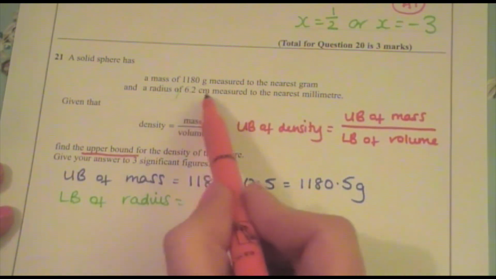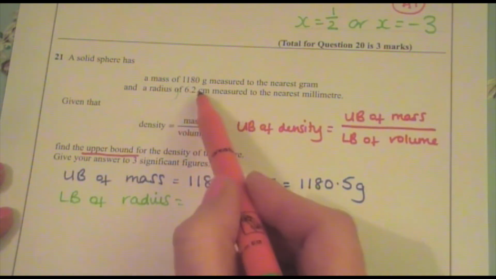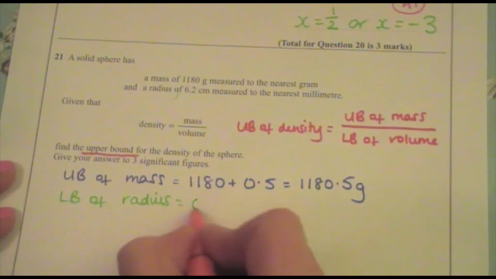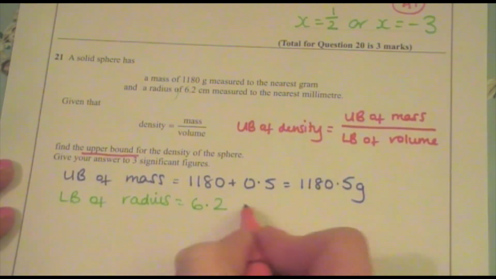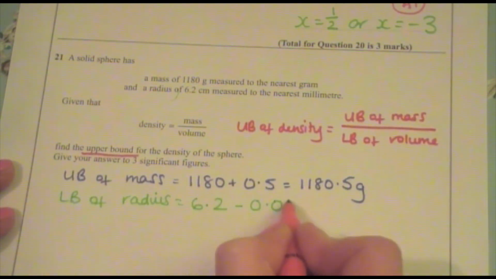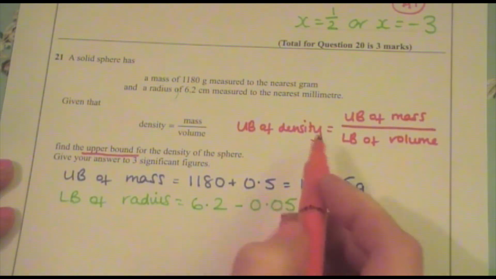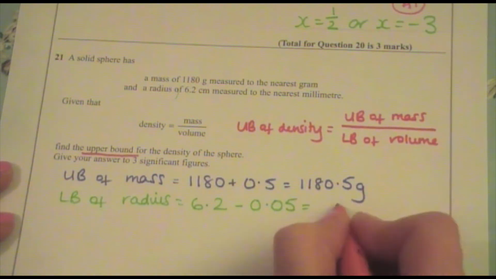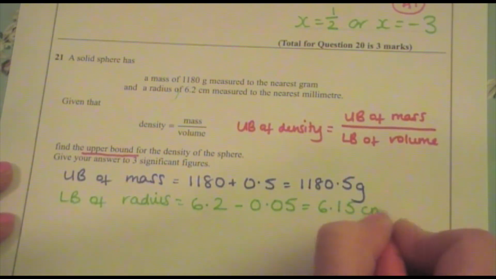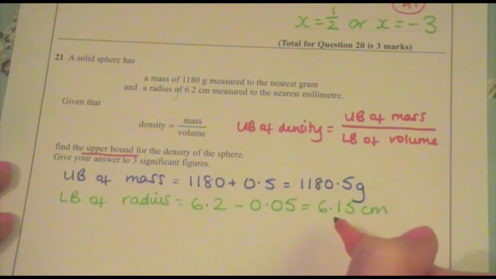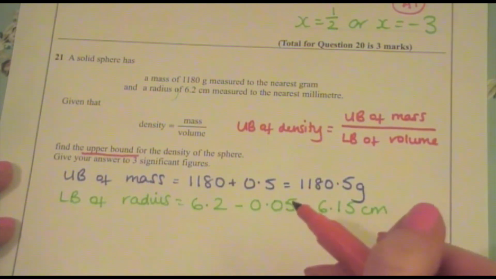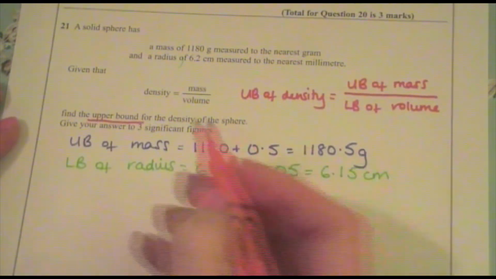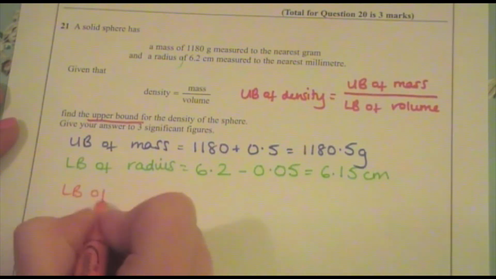Now, I need to remember that this is in centimetres, okay, not in millimetres. So I need to be careful with what I'm going to be taking away. So I've got 6.2 centimetres, take away 0.05 centimetres, as that would be 0.5 millimetres. And that gives me 6.15 centimetres. So now I've got the lower bound of the radius, I can then find the lower bound of the volume of the sphere. Now, in the front of your paper, it should give you the formula of finding the volume of a sphere.